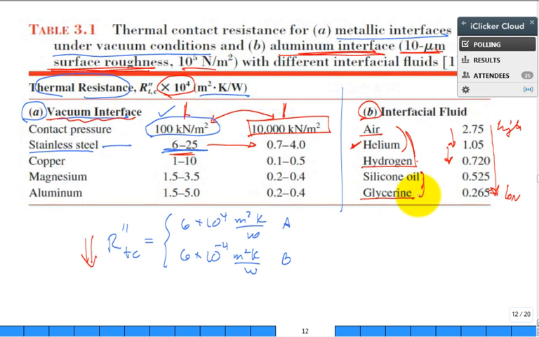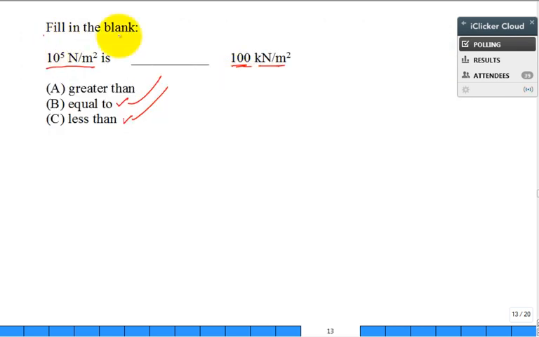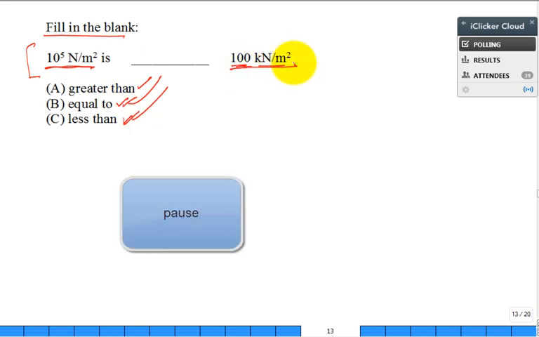I know that sometimes I don't spend that much time on a table. I wanted to spend a little time on this table in case you have to solve a problem with it. So we want to fill in this blank of this statement that 10 to the 5th newtons per meter squared is either greater than, equal to, or less than 100 kilonewtons per meter squared.